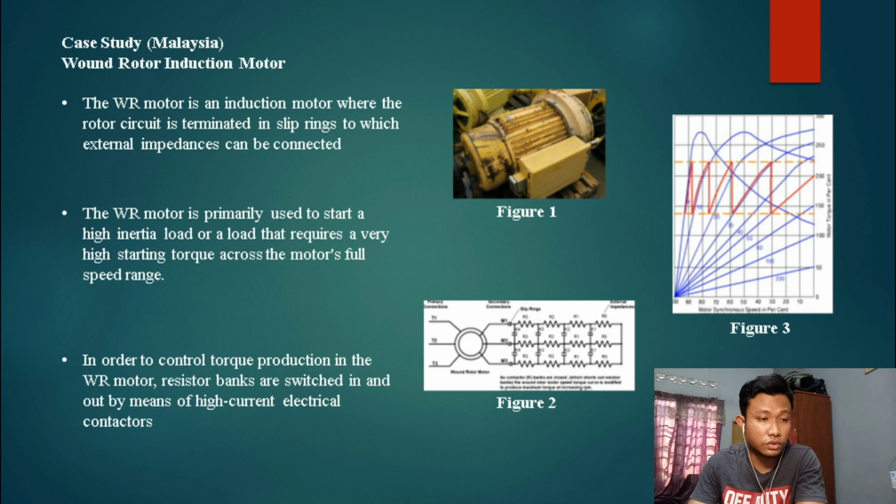The list of potential issues: first, susceptibility of slip ring brush to contamination. Second, slip ring brush maintenance. Third, slip ring brush arcing, burning and melting. Fourth, resistor contactor bank pitting and maintenance. And the last, energy losses in the resistor bank during low speed operation.